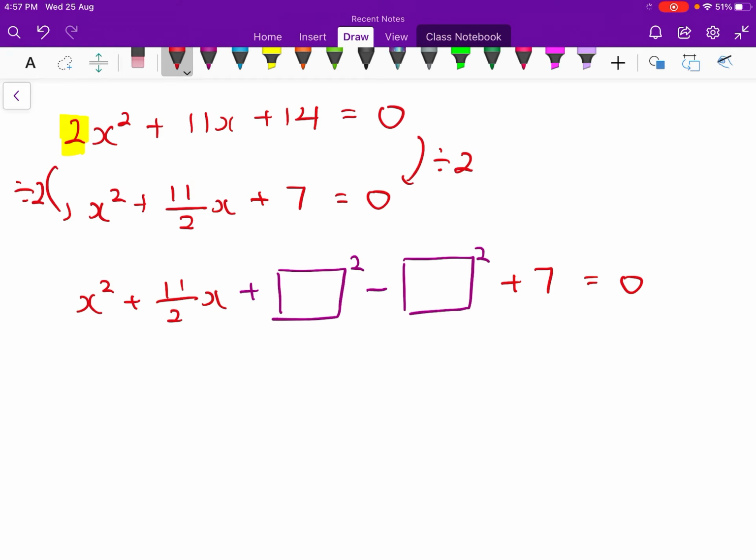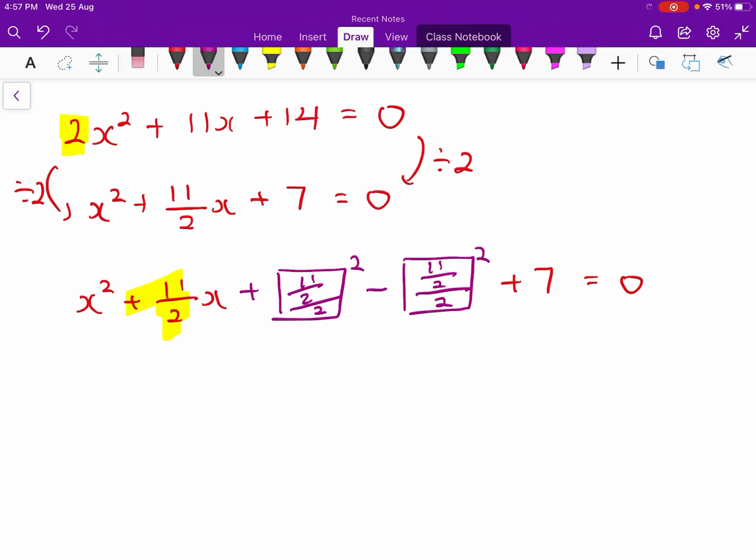Okay, so what should I put inside the box? Very simple. You just look at this number, or fraction, right here. So it's 11 over 2, so you put 11 over 2 inside. Don't forget to divide by 2. Then you add this fraction, and you must minus away the same thing. So it's 11 over 2 divided by 2.